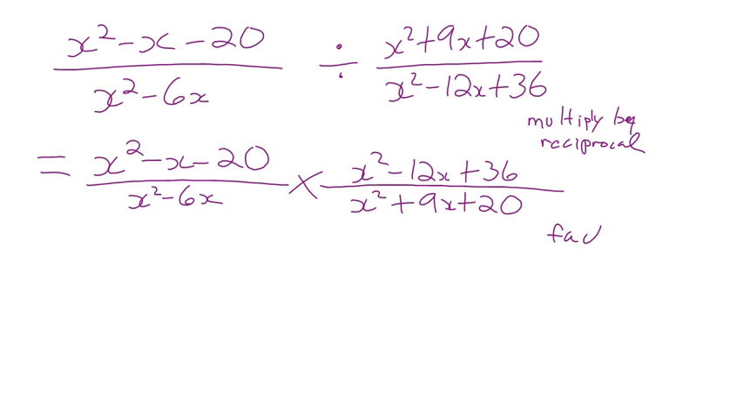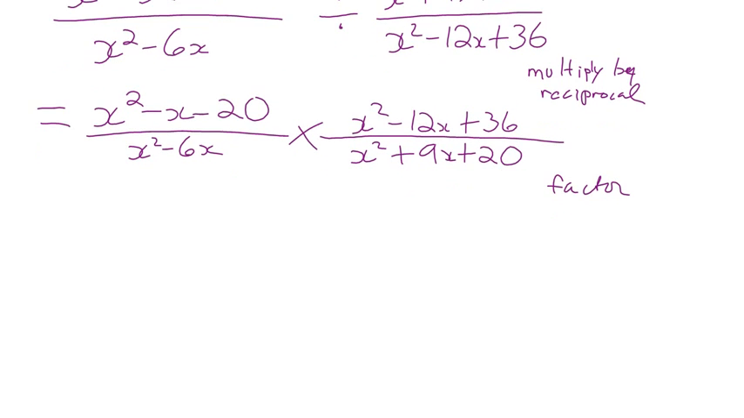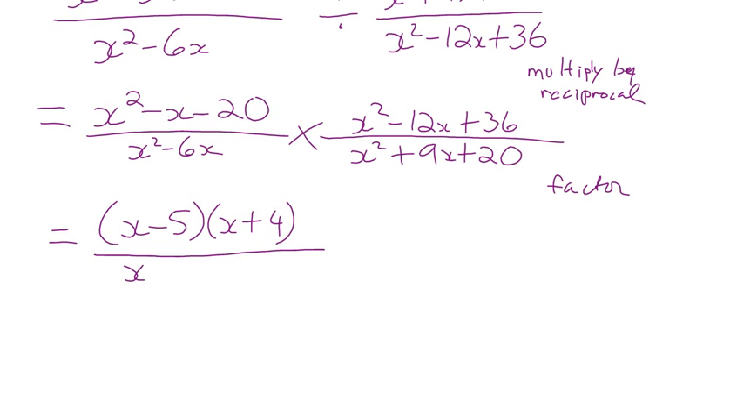Okay, then factor. So it simply adds a little step. Okay, equals x minus 5, x plus 4, x bracket x minus 6. Okay, those are pretty easy.